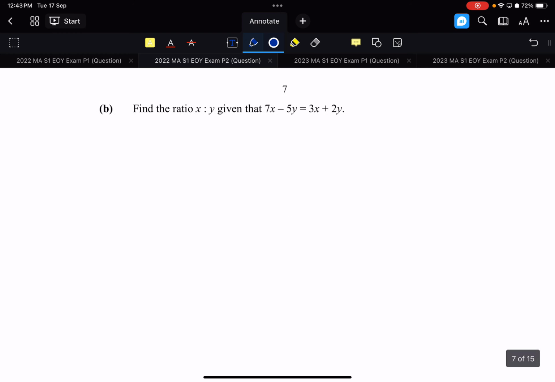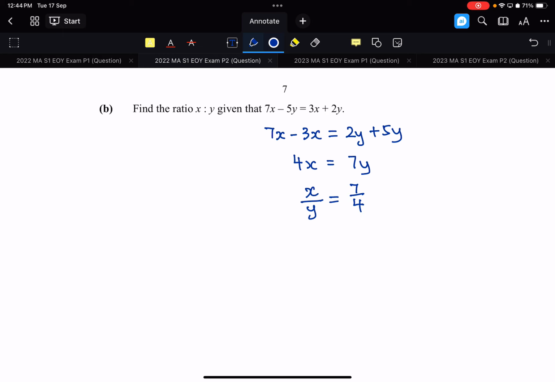Find the ratio of x is to y given that 7x minus 5y is equal to 3x plus 2y. So this is 7x minus 3x equals 2y plus 5y. So 4x is equal to 7y. That means x over y is equal to 7 over 4. Therefore, x is to y is equal to 7 is to 4.